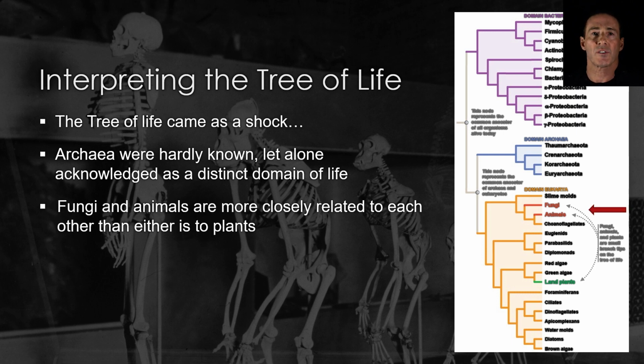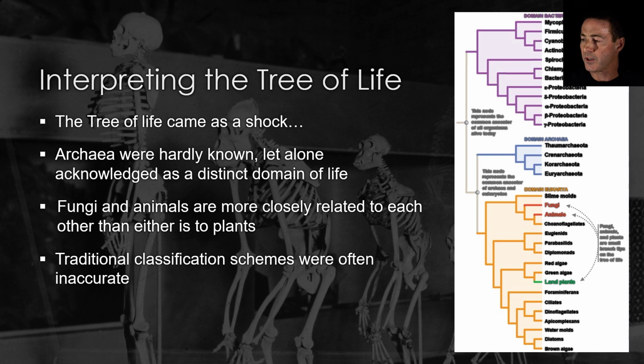Fungi were thought to be closely related to plants, but instead they are actually much more closely related to animals. Traditional approaches for classifying organisms include the system of five kingdoms. They're divided into various classes, orders, and families that you may have learned in high school and are actually inaccurate. That's because they don't really reflect the evolutionary history of the organisms involved.